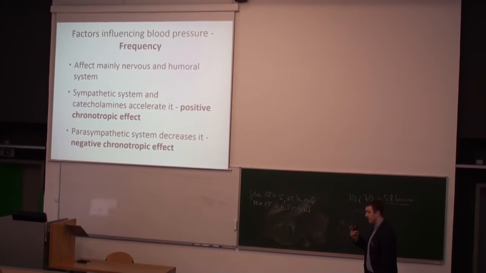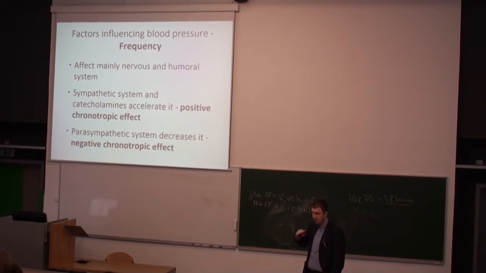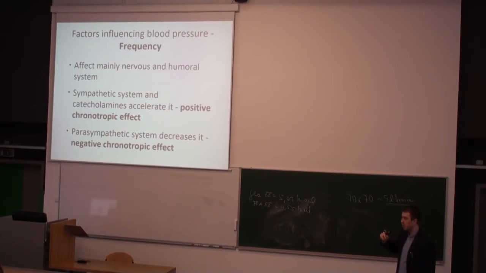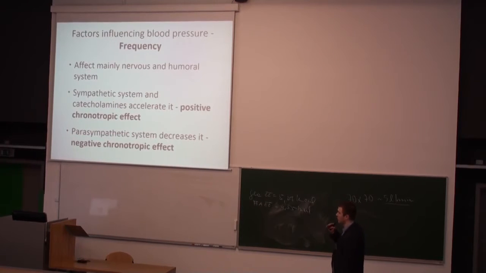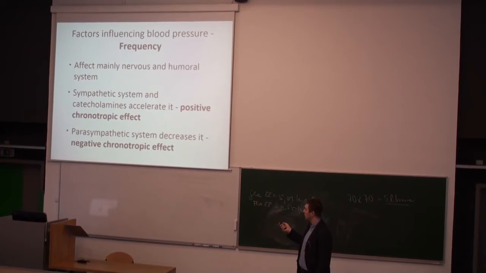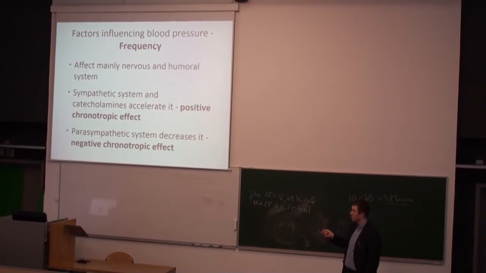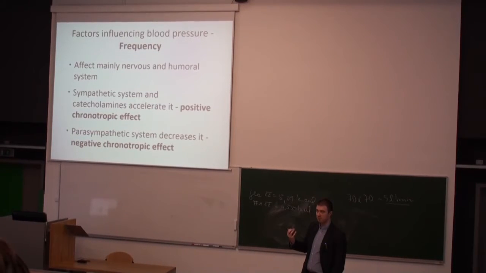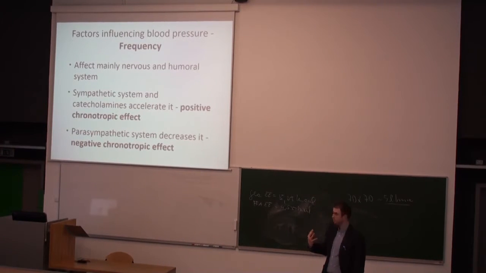We can say that you have two possibilities, that means the increase or the decrease of the frequency, and this we describe as the chronotropic effect of some compound. So if you increase the frequency, we call it positive chronotropic effect, and when you decrease frequency, we call it negative chronotropic effect. Of course, if you have two signals with the same strength, then the result is 0, yes, and the frequency is unchanged.